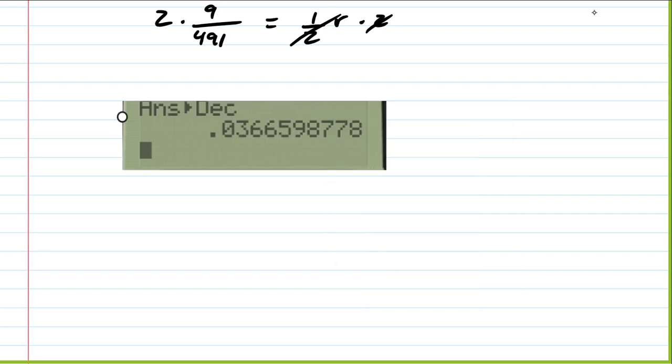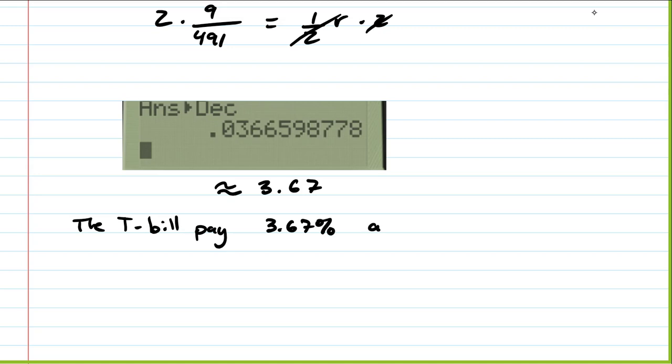So we would get approximately 3.67. So the T-bill pays 3.67% annual interest.